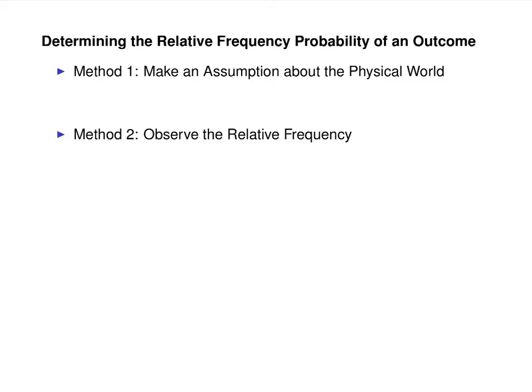Okay, so determining the relative frequency probability of an outcome. There are two ways to do this. Method one is to make an assumption about the physical world. For example, assume that having a boy and girl are equally likely, and so you have a 50-50 chance of either sex. That's actually not true in the long run, I think. I think there's a higher proportion of boys born, actually, a little bit. Or for example, you could assume a coin is fair.